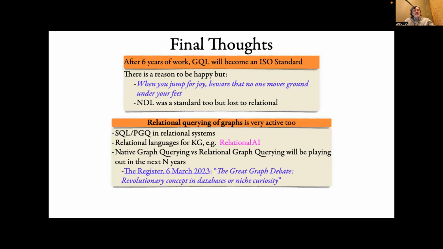What's happening here is that there's graph stuff on the GQL side, and then there's a relational view of things. For example, SQL PGQ is going to be implemented in a relational system. RelationalAI is looking for a relational language for knowledge graphs. And in general, there is debate. There was an article in The Register in March, the great graph debate: is it a revolutionary concept in databases or just a niche curiosity?